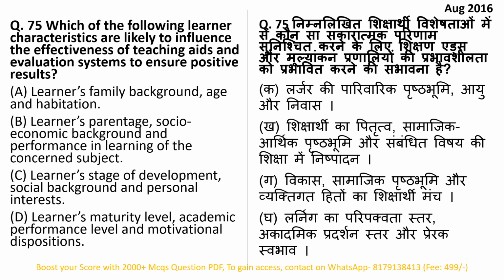Which of the following learner characteristics are likely to influence the effectiveness of teaching aid and evaluation systems to ensure positive results? The right answer is option B. Learners' maturity level, academic performance, and motivational dispositions.